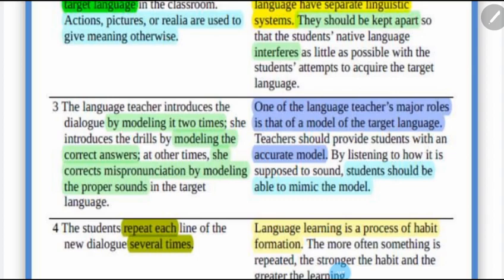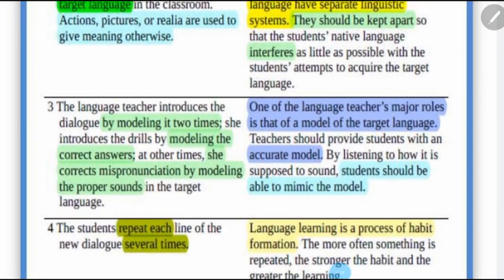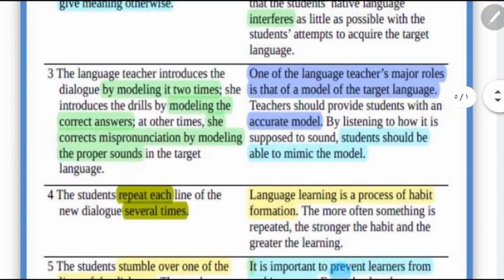One of the most important tasks of the language teacher, one of the major roles, is to be a model of the target language for his or her students. And this model should be an accurate model, okay? And the students should be able to mimic the model. So one of the important roles of the teacher is to be a model for his students. And the teacher always provides the correct model for the students when they work on roles, when they start a dialogue, when there is mispronunciation, so the teacher should remodel the phrase or the sentence or the word.